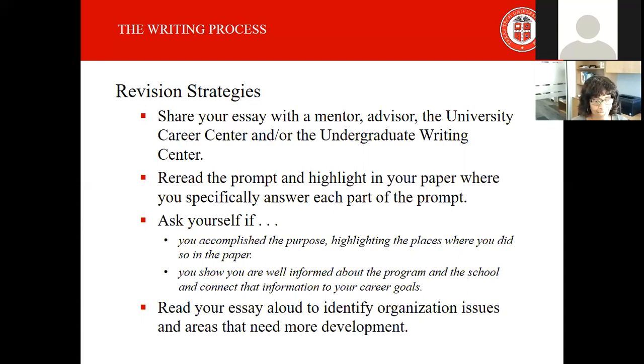And another strategy, read your essay aloud to identify organization issues and areas that need more development. It may seem a little awkward to be sitting by yourself and reading your work out loud, but you'd be surprised the things that you catch when you do that. So I really encourage you to read your work out loud.